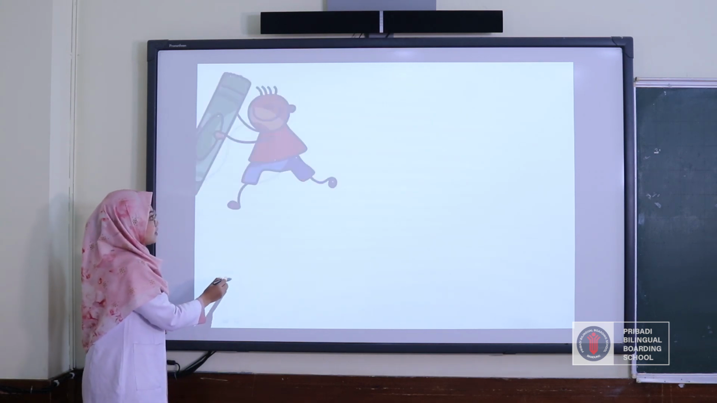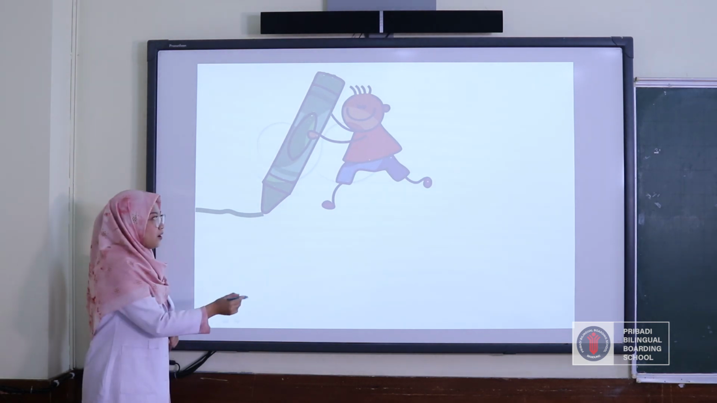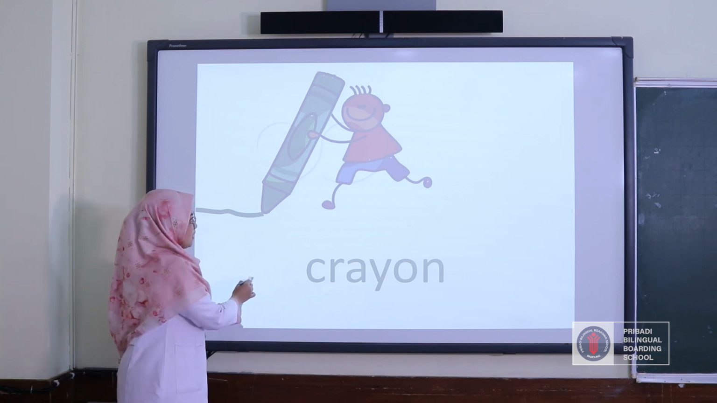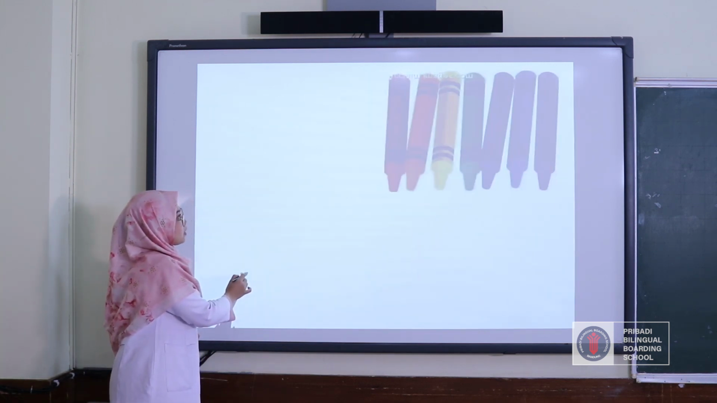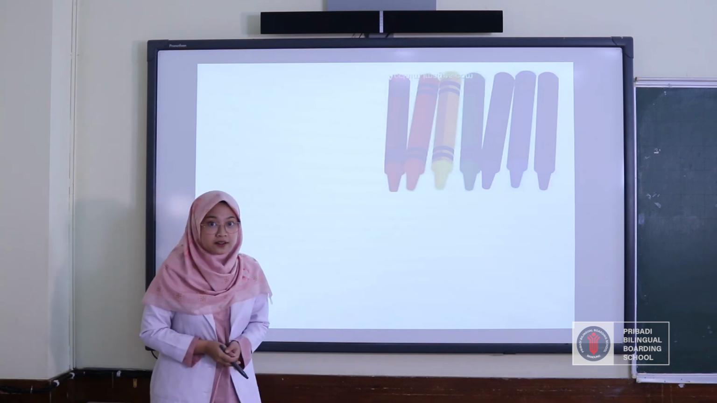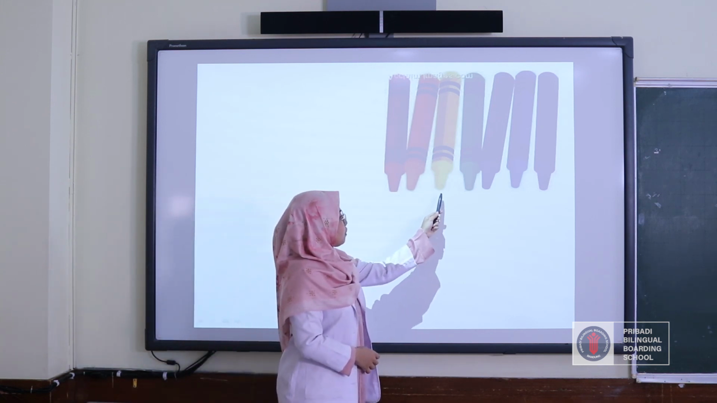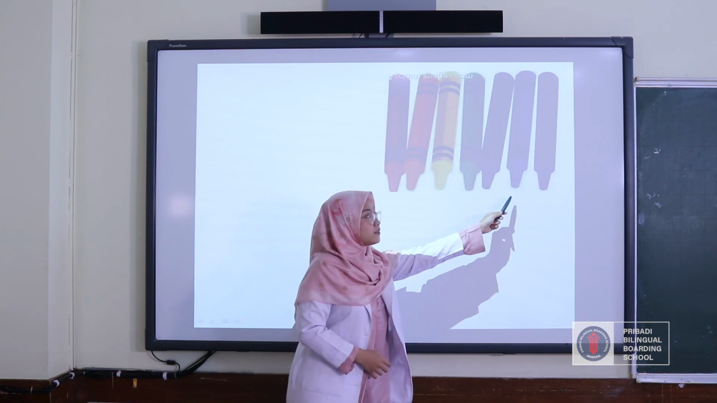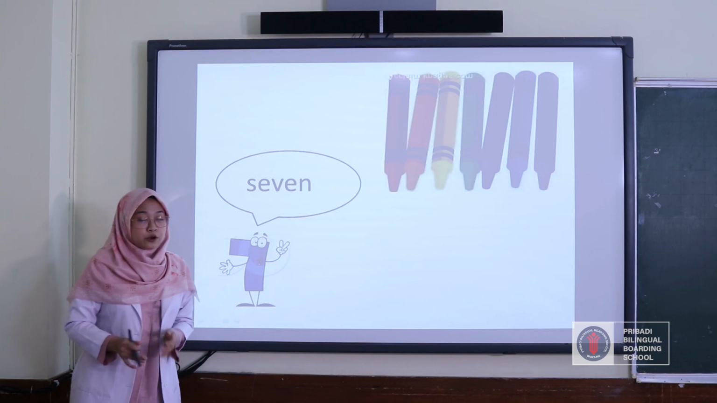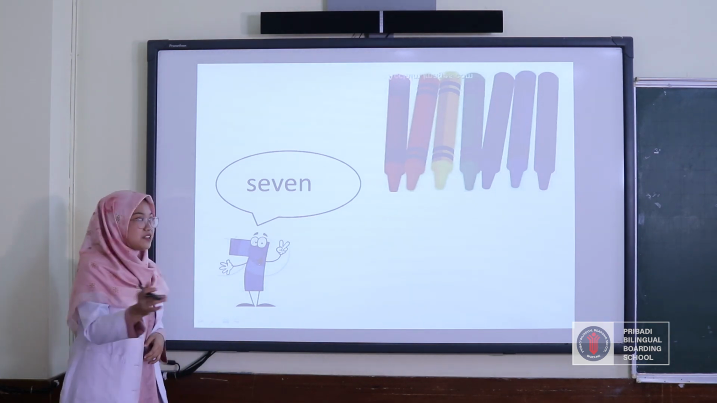The next one is, it's my favorite, or maybe it's your favorites as well. We have crayon. All right. Next, there are so many crayons with so many different colors. But how many are there? We have 1, 2, 3, 4, 5, 6, and 7. So, we have 7 crayons, or we can say that there are 7 crayons.